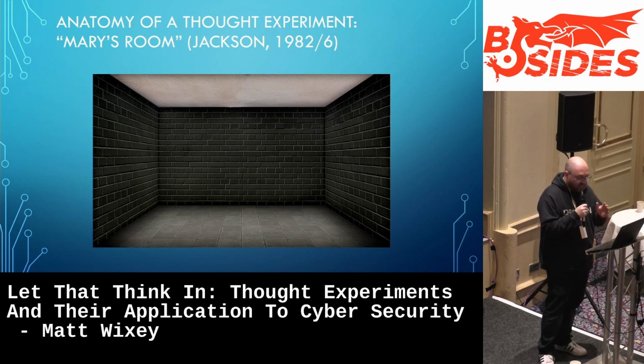So Mary is a scientist and she has lived her entire life in a black and white room. So everything in the room is black and white. The furniture, her clothes, all the equipment in it, whatever. There are no windows. There's a door, but she can't see through it. The only contact she has with the outside world is with a monitor attached to a camera, but it's a black and white monitor. So Mary has never seen color.